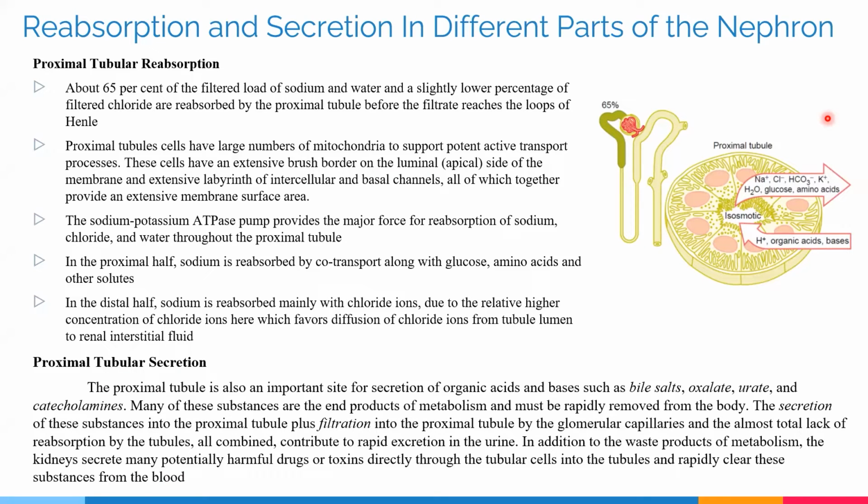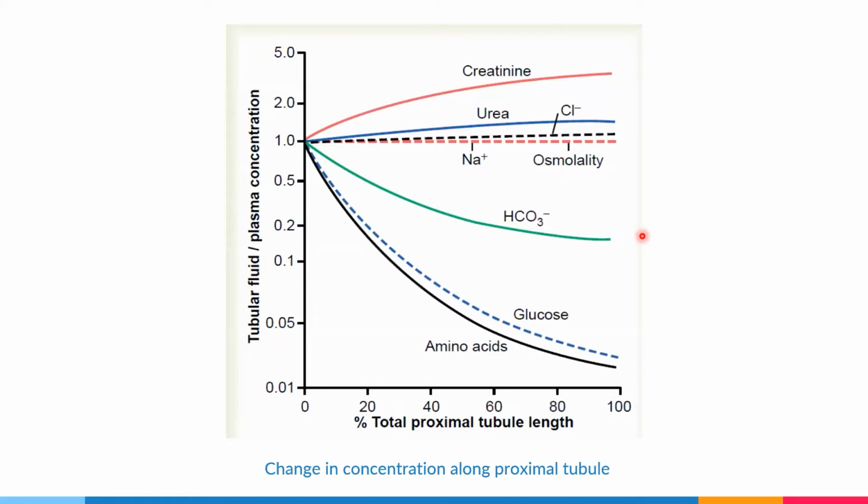So next, we move on to the change in concentration along the proximal tubule. This is a plot which shows us how the concentration of various solutes changes as we move along the proximal tubule itself. As we can see, the substances which are required by the body, such as glucose and amino acids, are rapidly reabsorbed across the proximal tubule so that their concentration almost drops to zero as we reach the end of the proximal tubule.